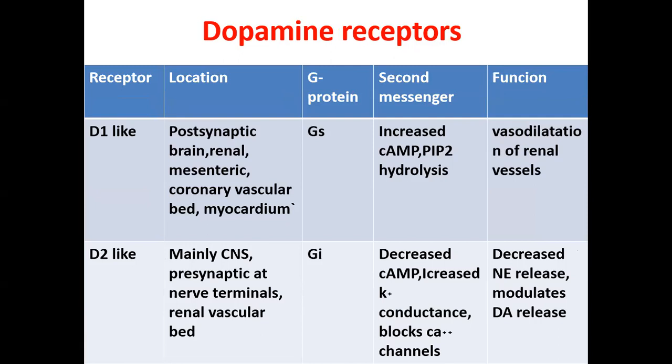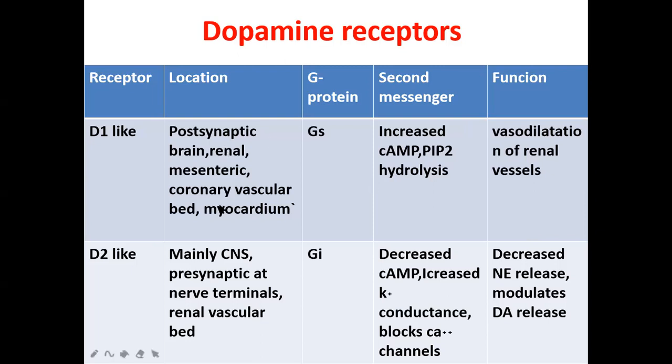So the location of the D1-like receptors: they are postsynaptic, present in the brain, the kidney, the mesenteric vessels, the coronary vascular bed, and the myocardium. They are G stimulatory, G protein coupled receptors, stimulatory in nature. The second messengers: they cause an increase in cyclic AMP and PIP2, and they cause hydrolysis. The function of D1-like receptors is vasodilatation of the renal blood vessels.